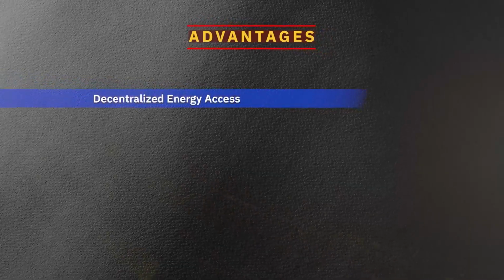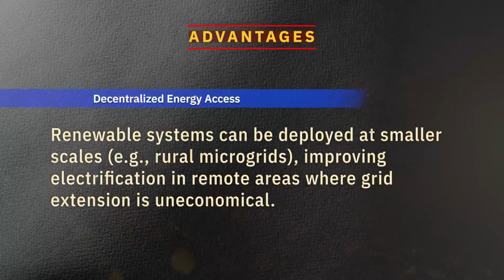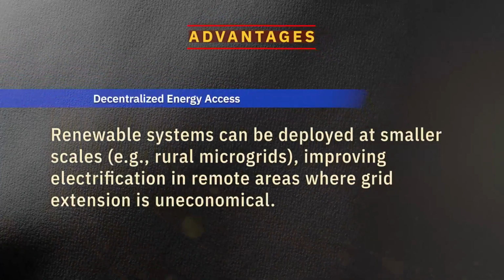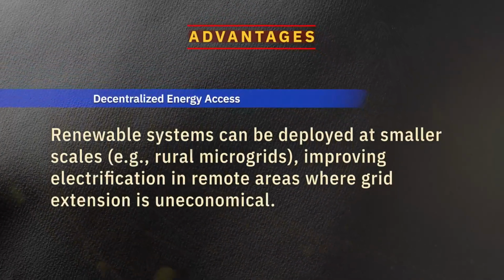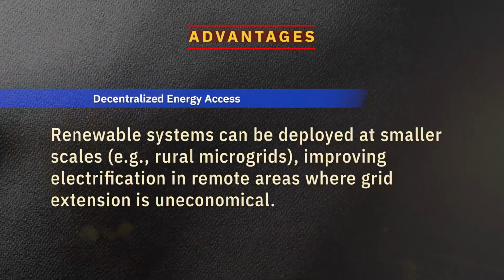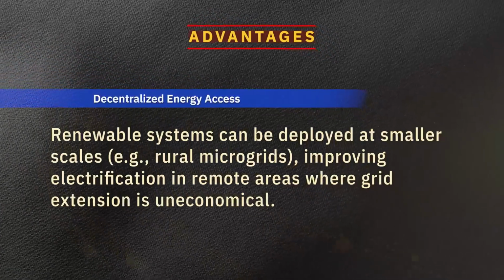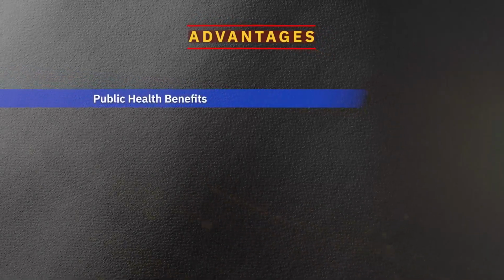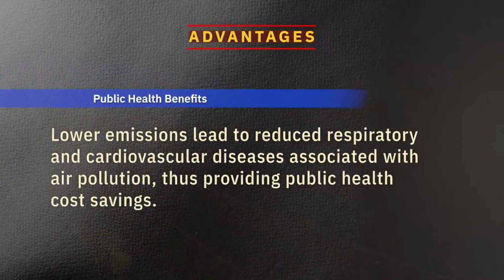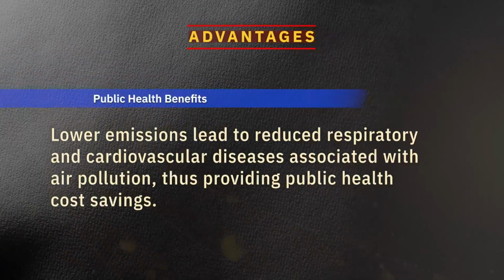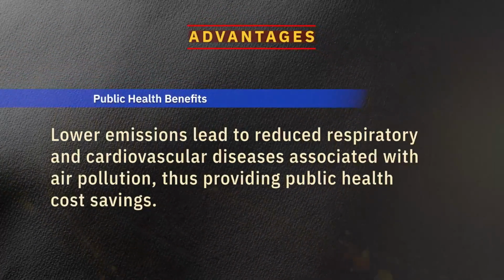Now, coming to decentralized energy access, renewable systems can be deployed at smaller scale, like in the rural regions where there is less development of urban facilities, and also improved electrification in remote areas or remote villages or mountainous terrain also. Then another benefit is public health benefit. Lower emission leads to lesser health impact because as there is no emission of greenhouse gases, the cardiovascular health problems, associated water pollution, and air pollution are almost nil regarding non-conventional source of energy use.